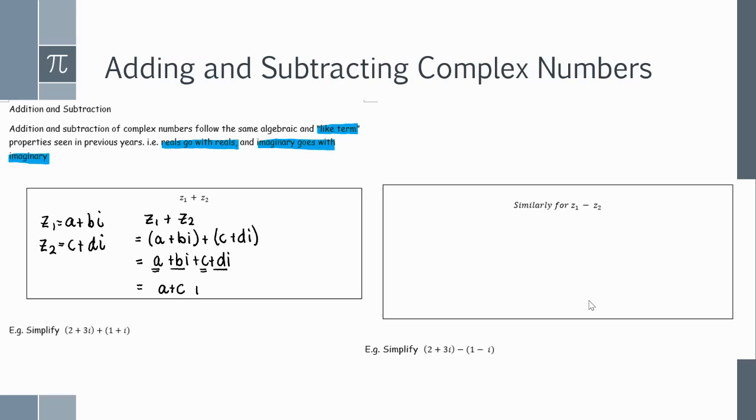Then we add. For the real parts, I'll have a plus c. Then I have bi plus di for my imaginary parts. I'm going to group the real parts together, a plus c. Then I'm going to take the i out the front, and I'll have b plus d in the bracket. The i I'm taking out just as a common factor. And you can either write the i in front of that final bracket or after it if you prefer.